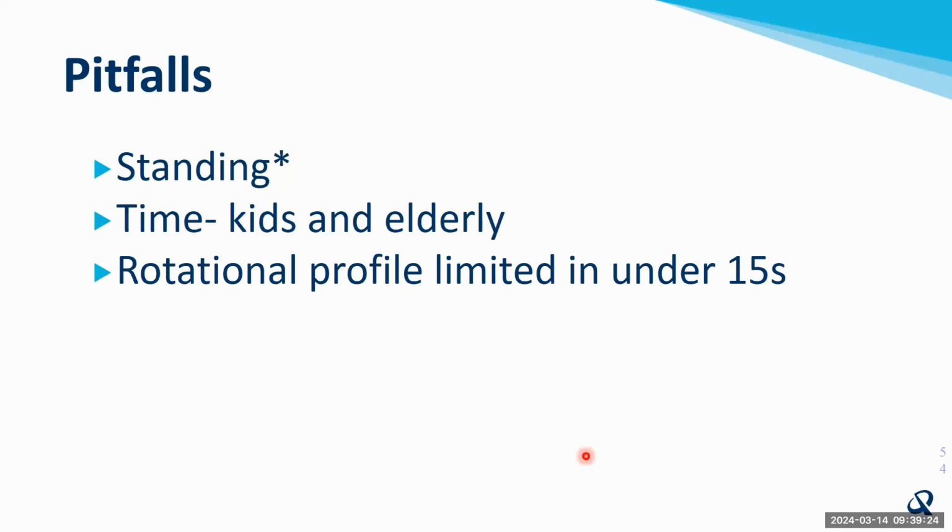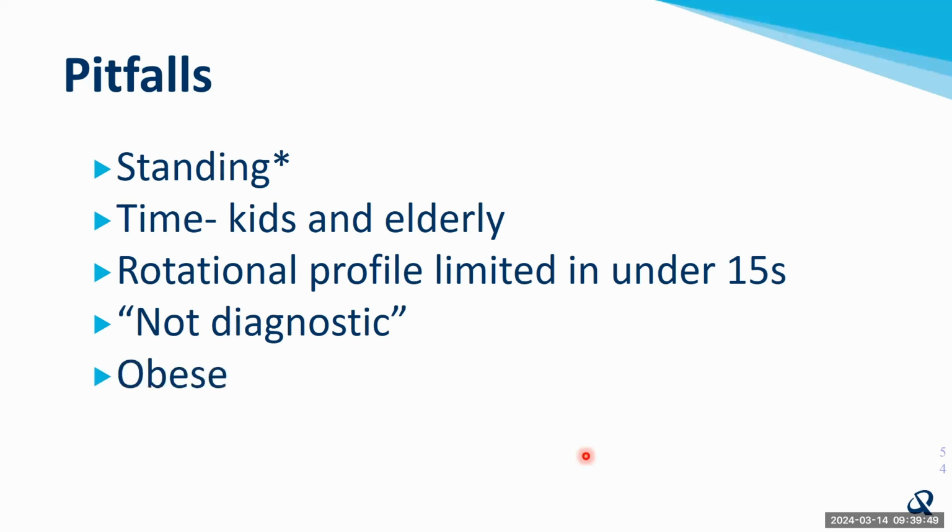As we already discussed, the rotational profile is a little bit limited in those under 15 years. Because it's low dose, it's not technically a diagnostic film. So I think you get tons of diagnostic information out of an EOS, but if I was looking for things like a sclerotic bone lesion or a lytic bone lesion or a fracture line or something like that, I think we still have to stay with plain films or cross-sectional imaging.